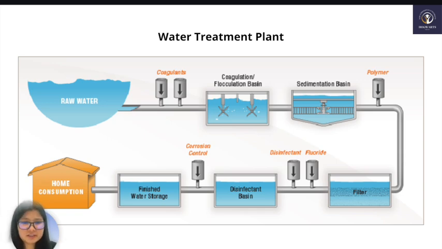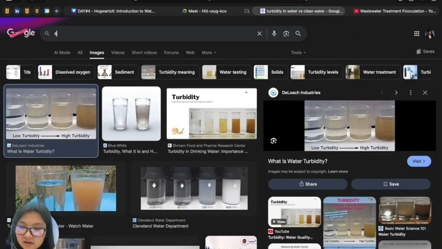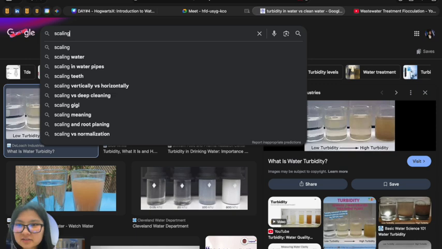But this is a really expensive thing. And also, another step not shown in this picture is softening. So what is softening? Do you know when we boil the water in a kettle? After we boil the water, there is this white thing left. It's called scaling, and we just hate scaling.